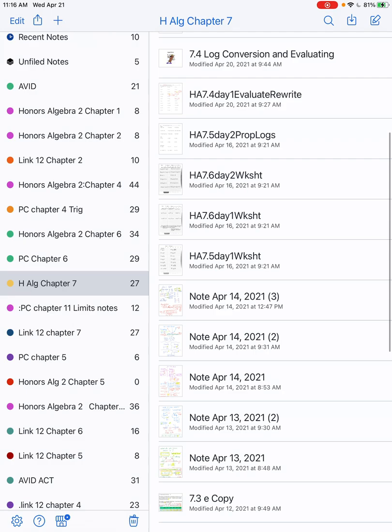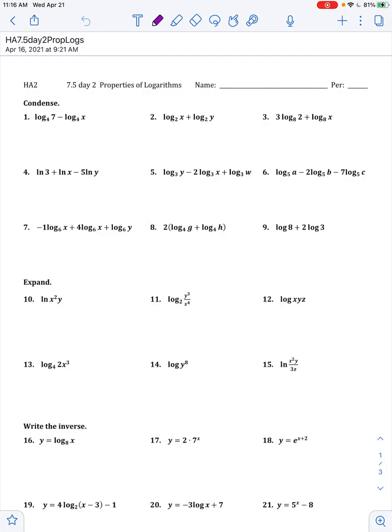Boom, there we go. This is what you're looking for. It's in Schoology or it's in your packet. And you are going to be practicing a few things. So this condensing is what we did today. Expanding is what we did yesterday. Inverse is what we did the day before. So it's kind of practicing everything.